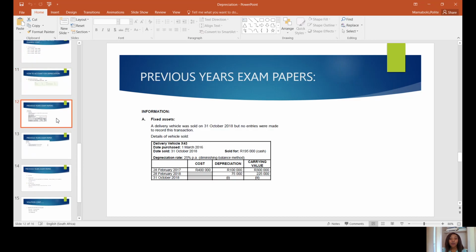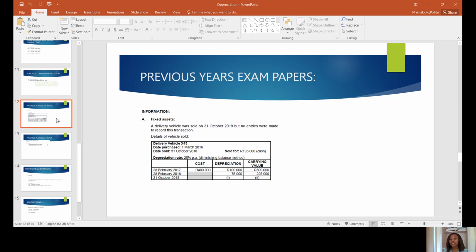I've taken a question from the 2019 November exam paper just to show you guys an example of a fixed asset question. A delivery vehicle was sold on the 31st of October 2018, but no entry was made to record this transaction. The financial year end for this entity is 28 February.